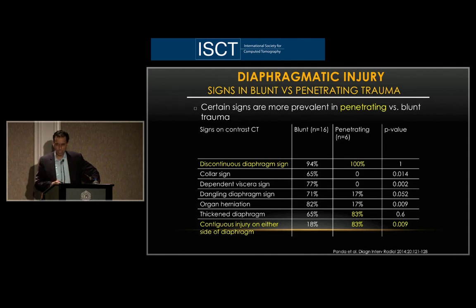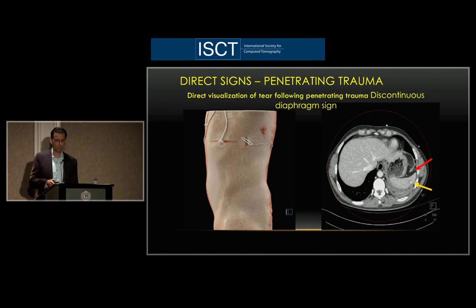So my last 2 slides: diaphragmatic injury, signs in blunt versus penetrating trauma. One thing I would say is that in penetrating trauma, look for the discontinuous diaphragm sign, thickening of the diaphragm, and if you see an injury on either side of the diaphragm, it's a diaphragmatic injury until proven otherwise. Those are the 3 most common signs you'll see in penetrating over blunt injury to the diaphragm.